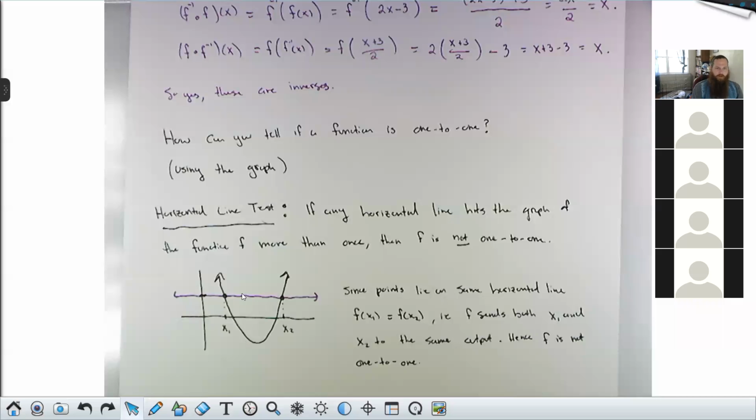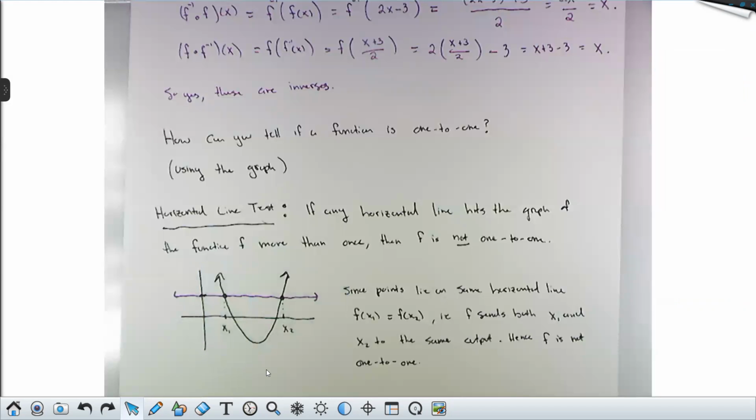There are ways to kind of throw away half the graph. Like maybe I toss this part away and I just hold on to the part over here. That on its own would be one-to-one, and we could find an inverse for it. But we're going to postpone that discussion for now. Just focus on functions which are one-to-one. Okay.